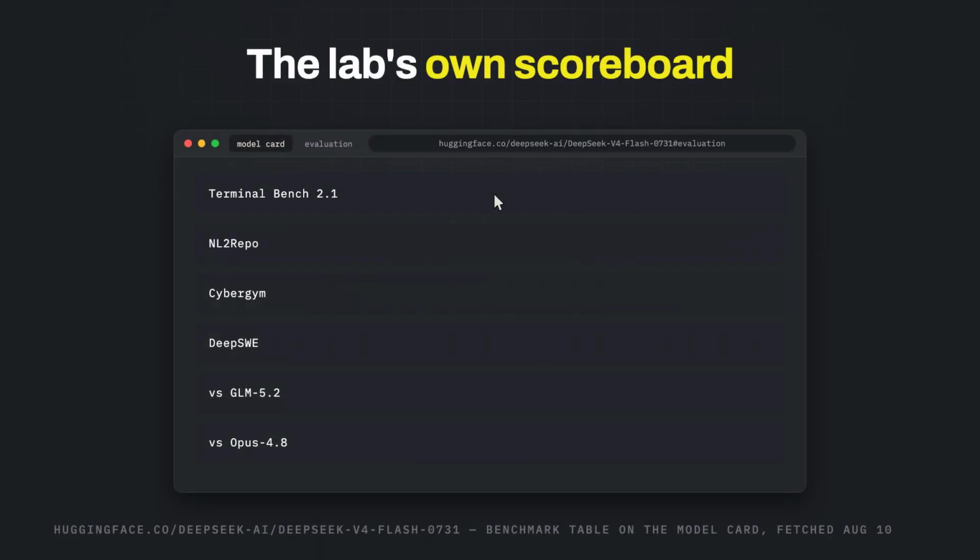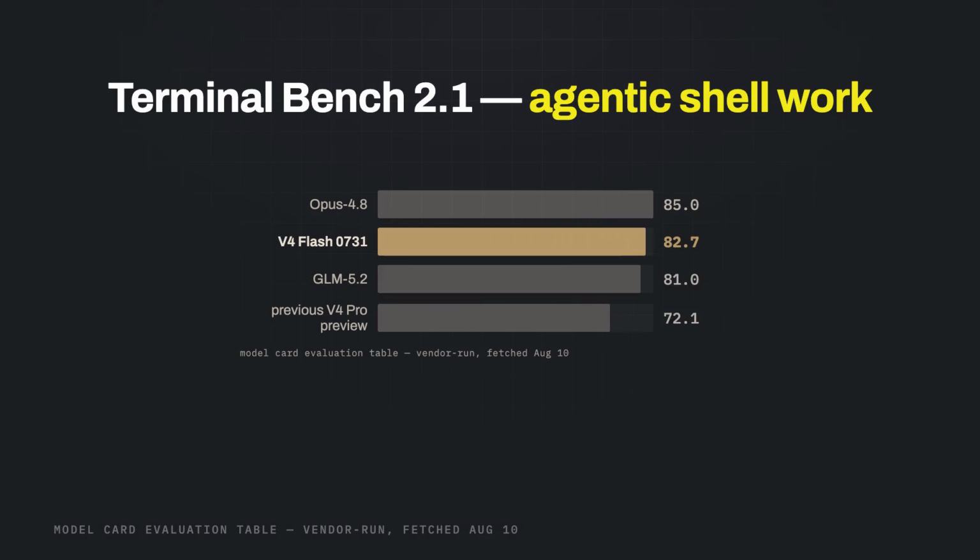Start with the scoreboard, and keep one thing in your head the whole way through. This table is on the lab's own model card. It's their harness, their runs, their write-up. On Terminal Bench, the agentic shell benchmark, they report 82.7. The frontier closed model they're chasing sits at 85.0. And the previous preview generation was down at 72.1.